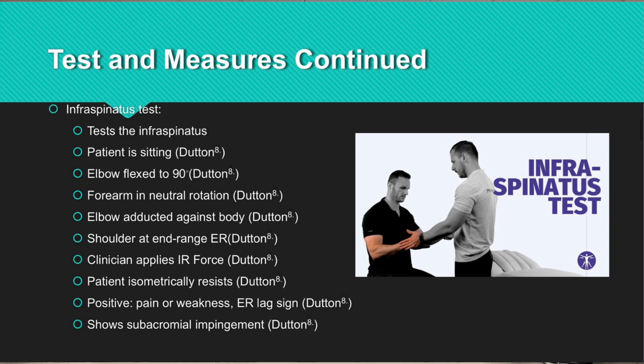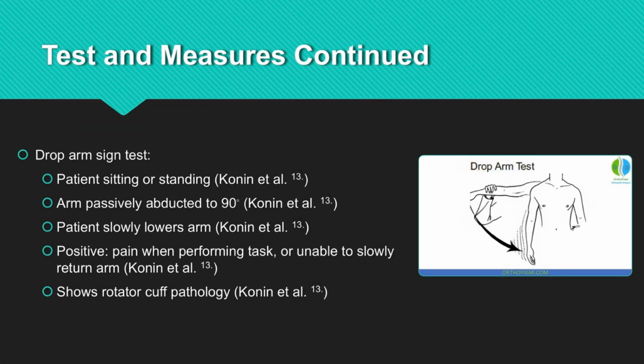Similar to the external lag sign, you can have pain or weakness, and especially you'll also see this if there is an external lag sign. It can also show impingement at the subacromial area of the shoulder.